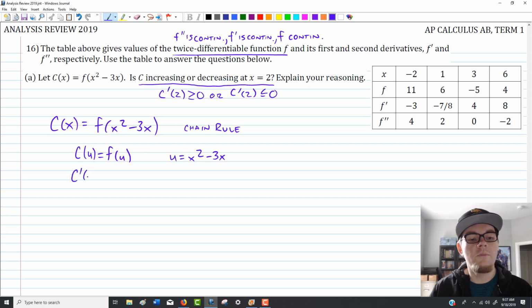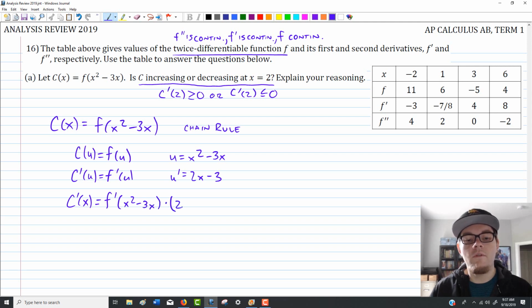When you differentiate those pieces, we'll get f prime of u, and then u prime is equal to 2x minus 3. So this is one of those moments where you've got to be a little careful here. If we want to write c prime of x, the proper way to do that would be f prime of u, back substituting in the x squared minus 3x, times the derivative of u, which is 2x minus 3. Notice the parentheses. Parentheses have to be there, otherwise you'd be incorrect. So basically there's our derivative.